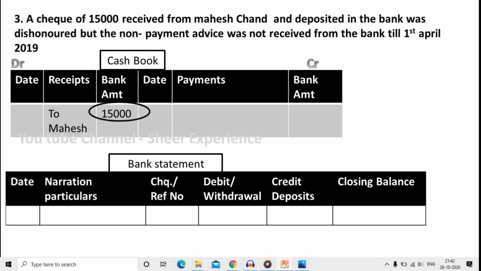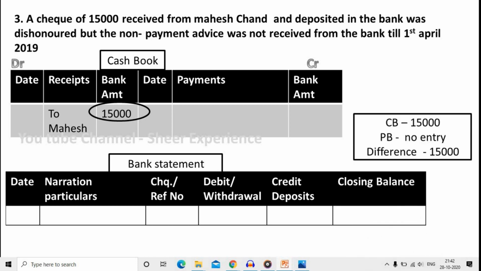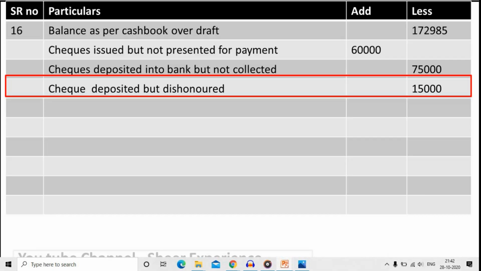But in the cash book we have entered the check amount on the debit side. So the difference amount is 15,000. So cash book balance is more than passbook balance. Since passbook balance is less, I will mention this amount in less column. So 15,000 in the less column, and in the particulars column, checks deposited but dishonored.